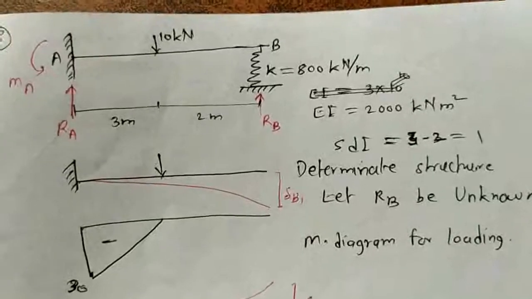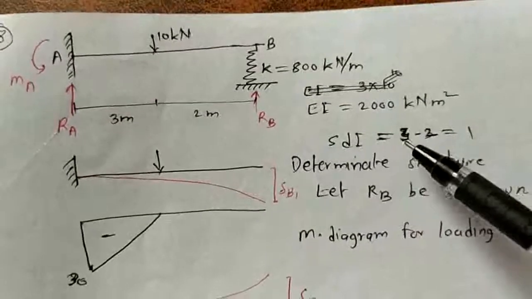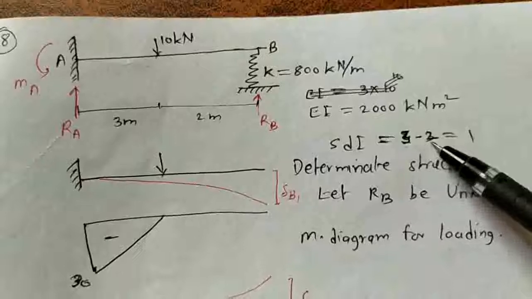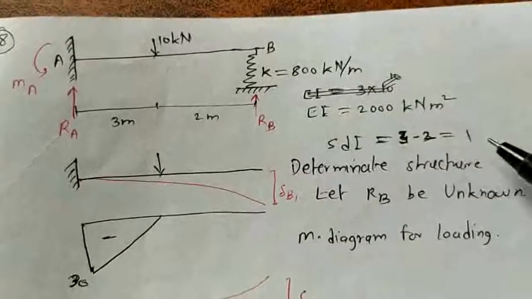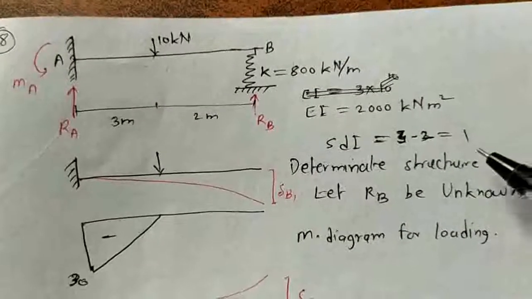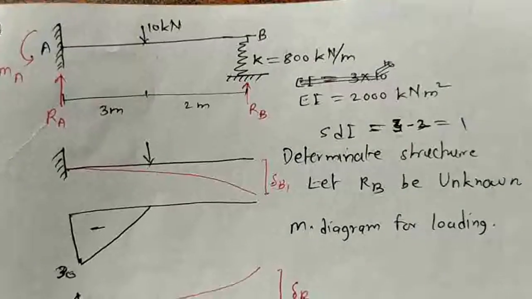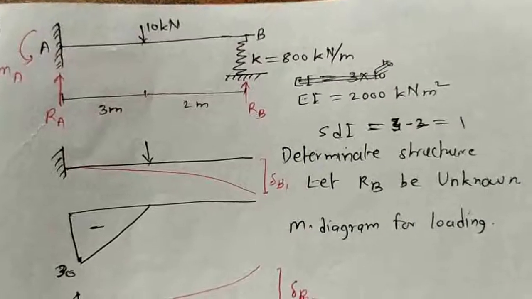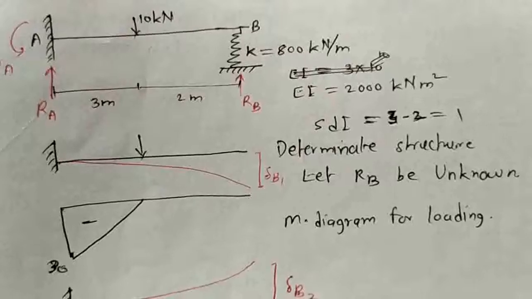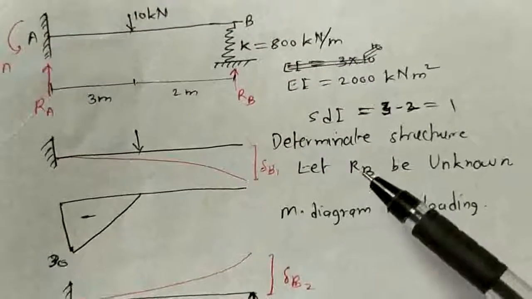So now, why consider HDI? Number of unknowns are 3 minus number of equilibrium equations, that is 2. So the answer comes out to 1. So now we can call this structure indeterminate by degree 1. So here I have taken the unknown as reaction RB.